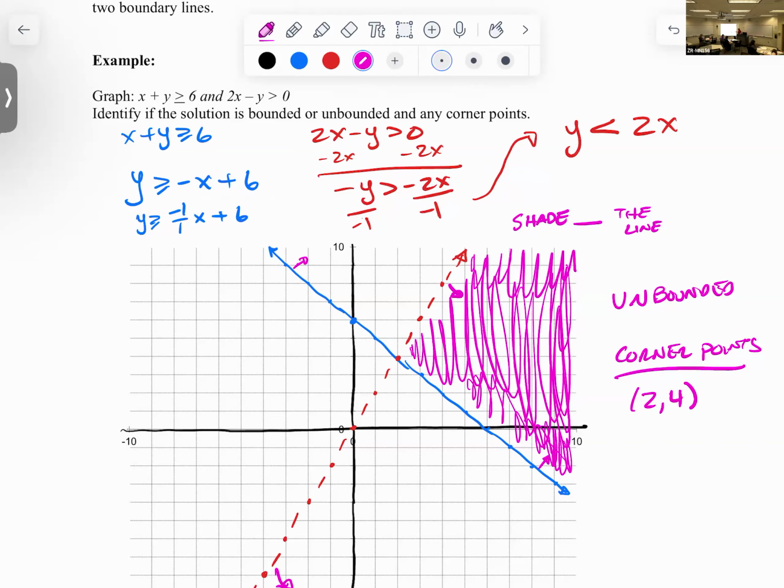One other note. Technically, since this is a dashed line, does it actually touch the point 2, 4? No. We write it as the corner because it gets so infinitesimally close that essentially it's the point (2, 4), but just so you know, it actually never touches the point (2, 4).